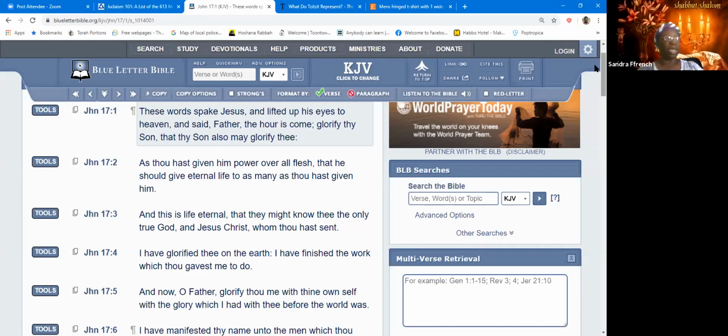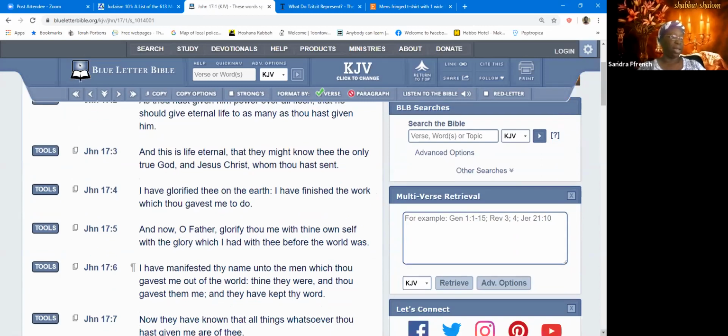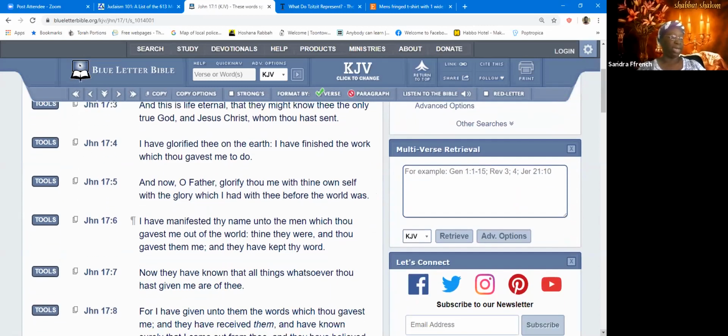These words spake Yeshua, and lifted up his eyes to heaven, and said, Father, the hour is come. Glorify thy Son, that thy Son also may glorify thee. As thou hast given him power over all flesh, that he should give eternal life to as many as thou hast given him. And this is life eternal, that they might know thee, the only true Elohim, and Yeshua the Messiah, whom thou hast sent.